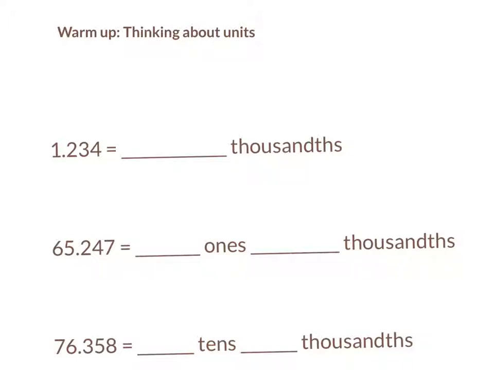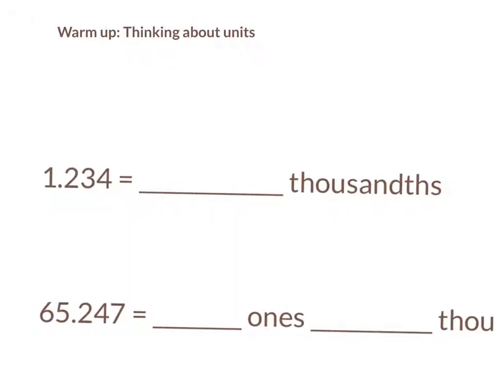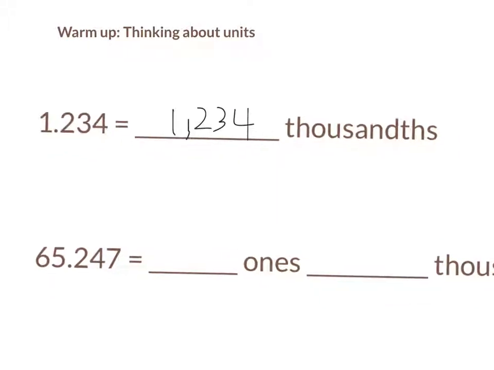In this warm-up, we're going to think about what we know about units. Okay, so if I have this first one, 1.234. Using word form, we would say it's 1 and what? 234 thousandths. But if I want to name the whole thing just using thousandths, how many thousandths would I have? Akshay? 1,234,000. Good. 1,234 thousandths.